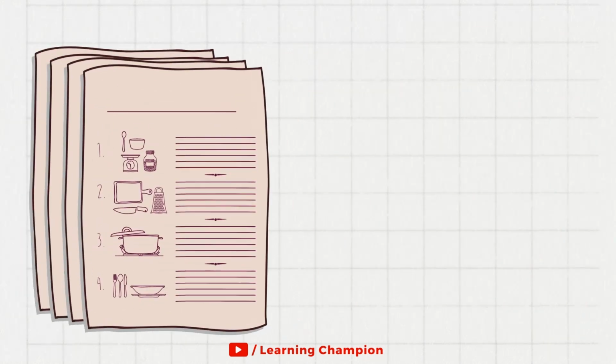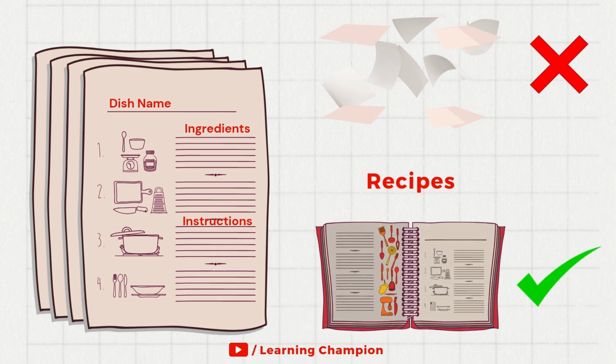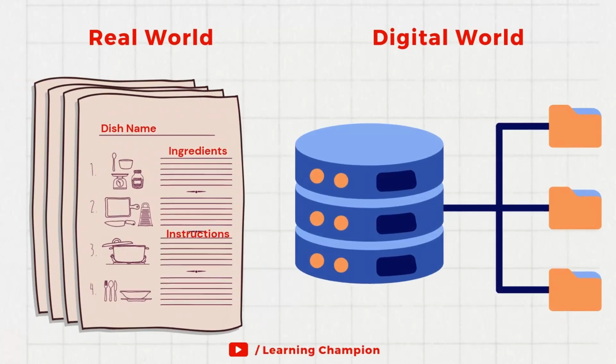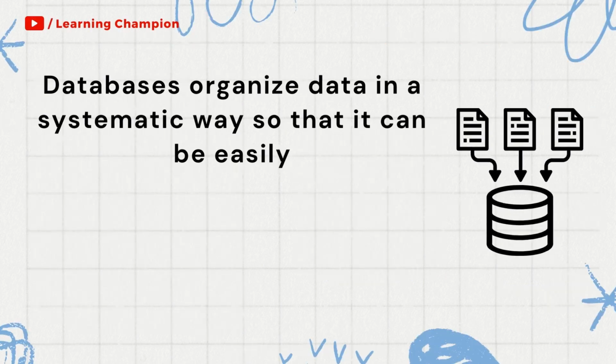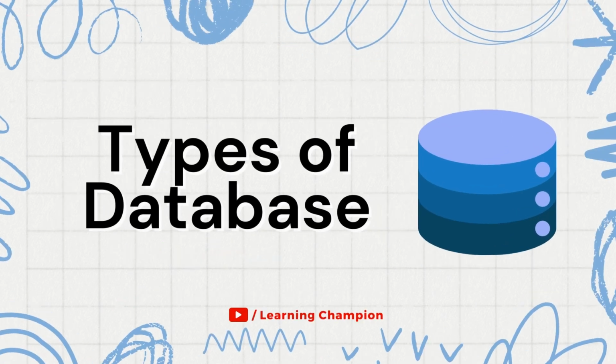Imagine you have a collection of recipes. Each recipe has a piece of data, like the name of the dish, its ingredients, and the cooking instructions. Instead of keeping these recipes scattered all over your kitchen, you can organize them neatly into a recipe book. In the digital world, a database serves a similar purpose but on a larger scale. Databases are designed to provide a systematic way of organizing data so that it can be easily accessed, updated, and managed. There are different types of databases.